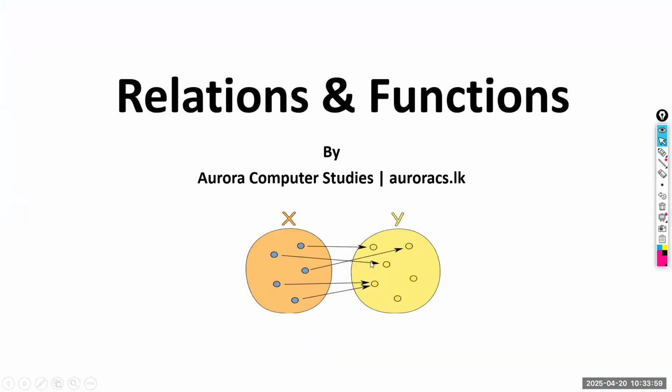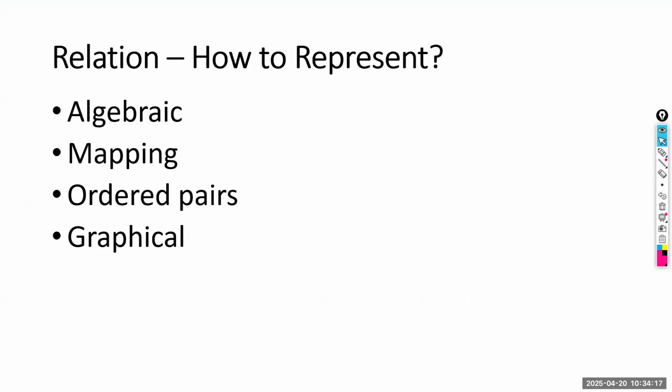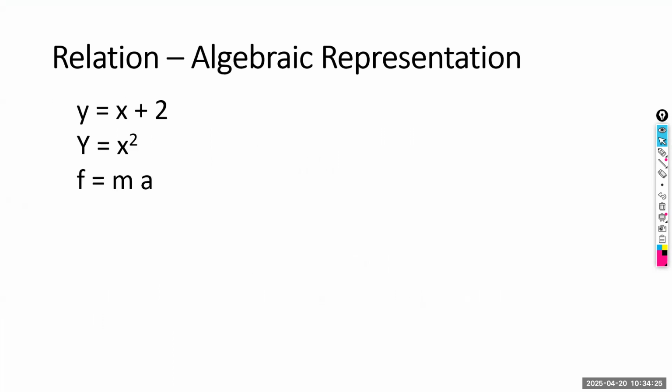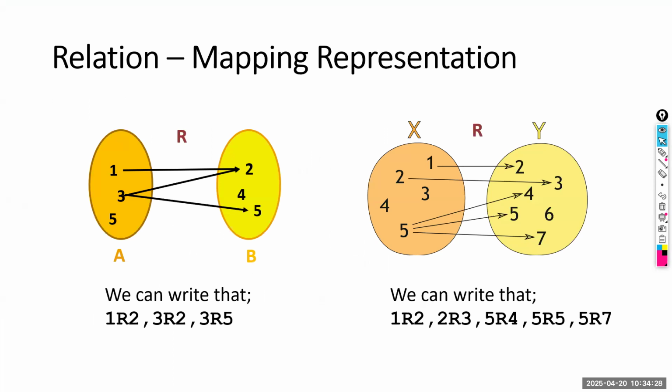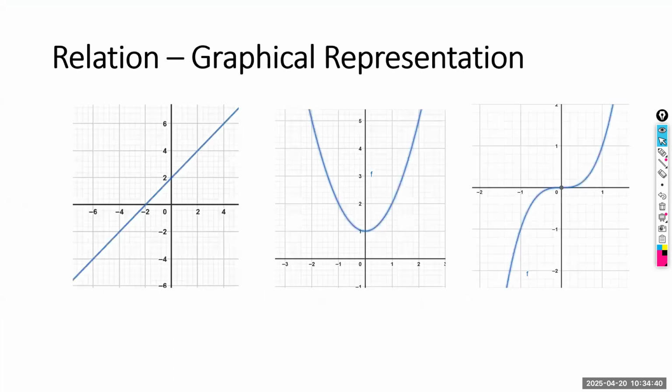So in the last class, we started discussing what a relation is. Still, we have not started functions. A relation is a connection between two or more entities, but we only discussed binary relations, connection between two entities. We discussed how to represent a relation. We can represent a relation using an algebraic expression like y equals x, y equals x squared plus 2. Or we can show the mapping from the domain to the range, or you can show the ordered pairs in set notation, or you can graphically show how it looks.